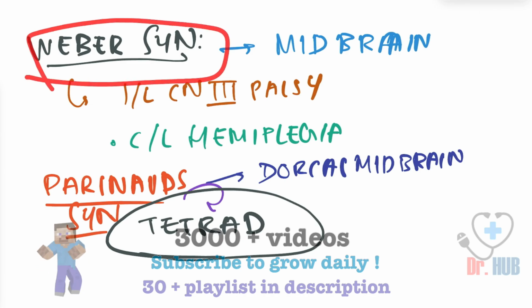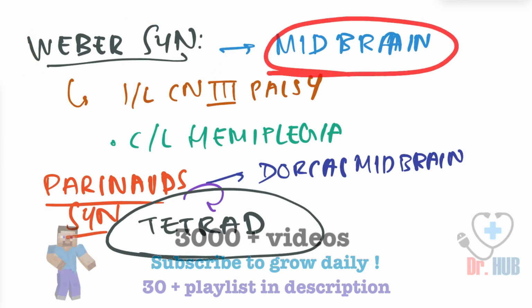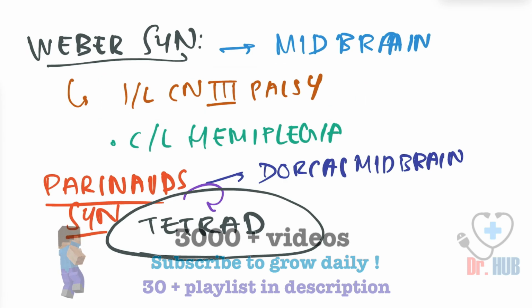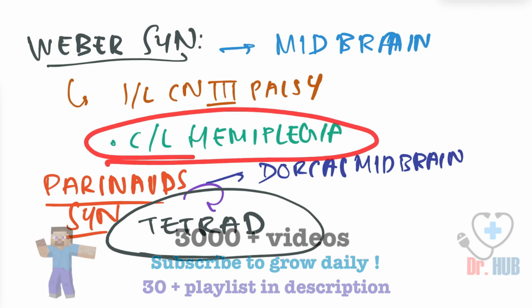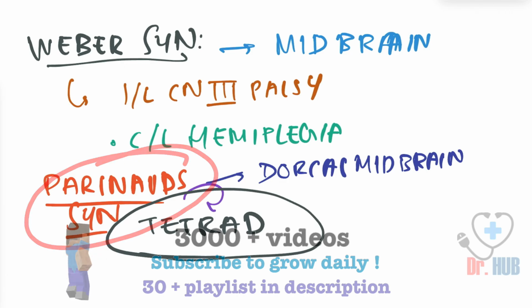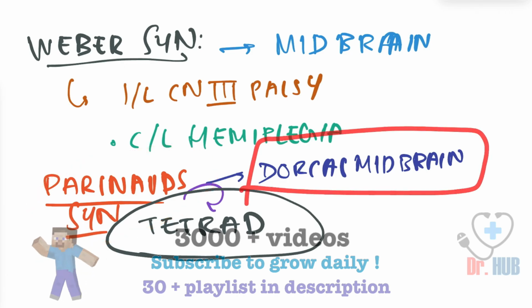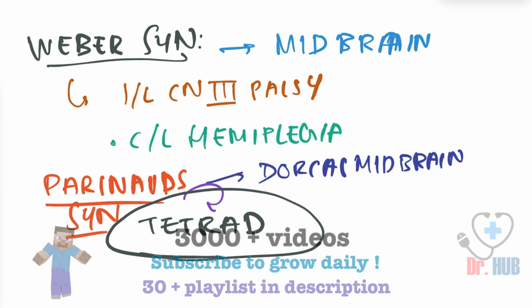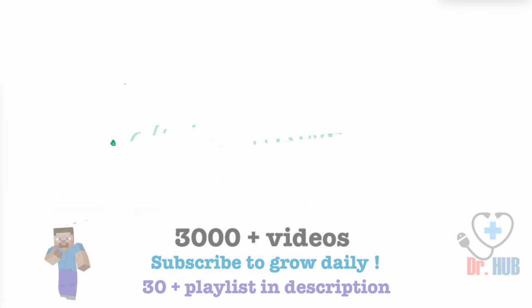We discussed the Weber syndrome. The lesion lies in the midbrain, and the clinical features are an ipsilateral cranial nerve 3 palsy and a contralateral hemiplegia. Then we discussed the Parinaud syndrome. Here there is a lesion in the dorsal midbrain, and we are looking at the tetrad of features. Now let's see what this tetrad includes.